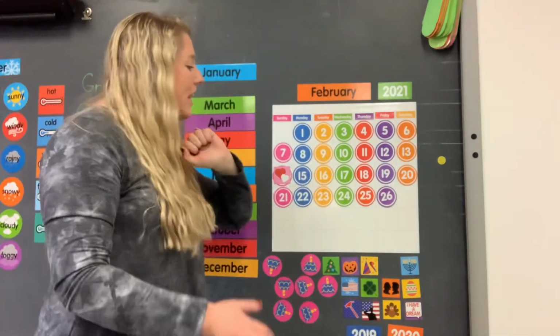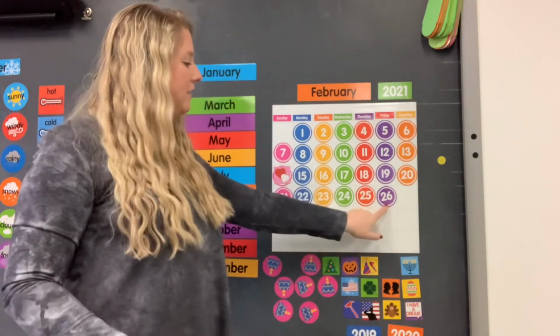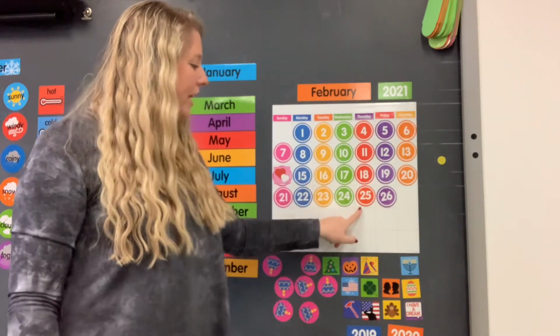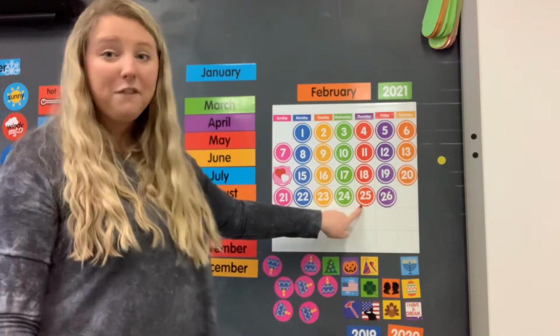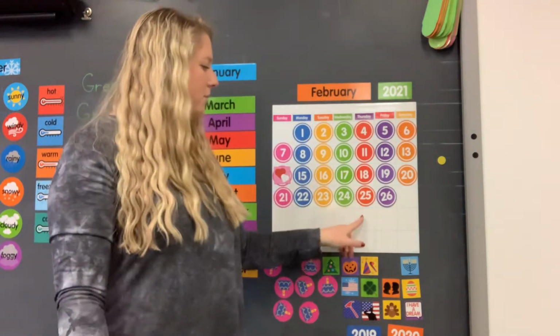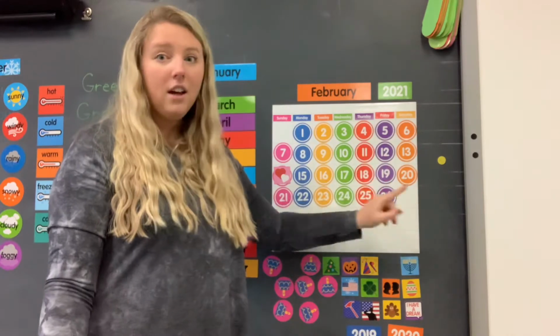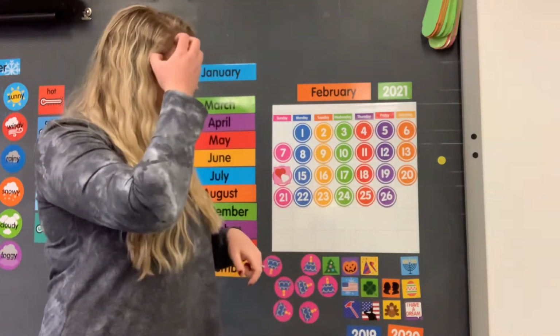Good job, my friends. Now, let's talk about what yesterday was and what tomorrow is going to be. So find 26 again. Go backwards for yesterday. What was yesterday's number? 25. Yesterday was the 25th. Today is the 26th. Go forward. What will tomorrow be? 27. Good job.